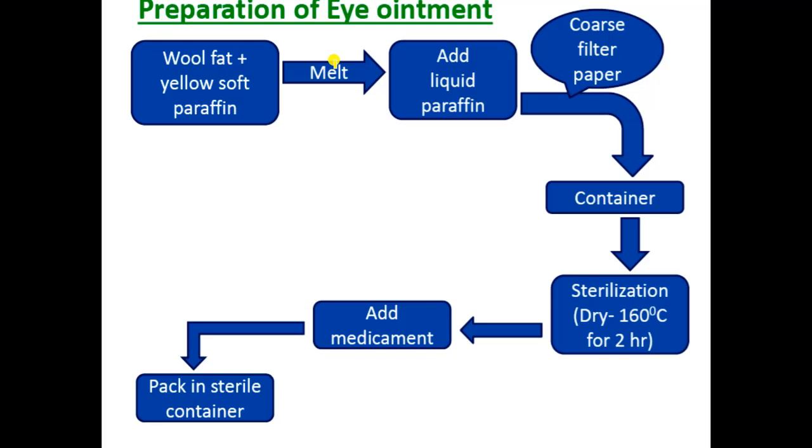Now we will see the preparation of eye ointment. So how we can prepare it? We have to take the wool fat and yellow soft paraffin. After that we have to melt it and we have to add liquid paraffin into it. Now we have to take a filter paper and we have to filter it. Then we have to fill into the container. Then we have to sterilize it by dry heat sterilization at 160 degrees centigrade for 2 hours. We have to add medicament. So here adding of medicament is the last step. After that we have to pack it into the sterile container.